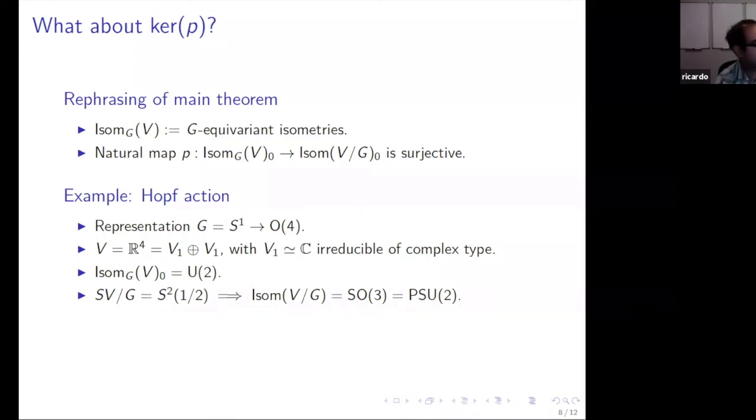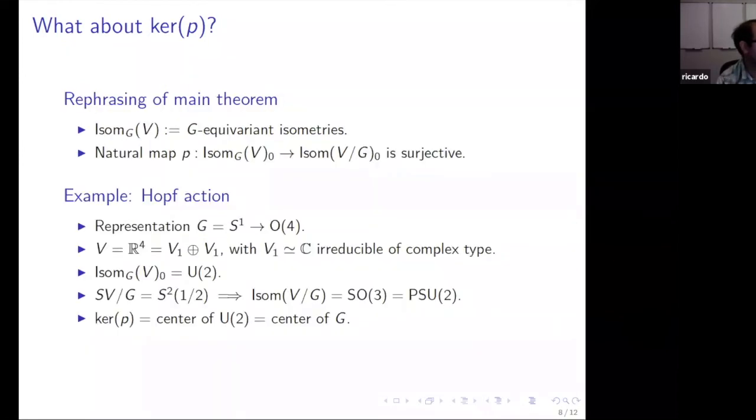And in this case, the kernel of that map is exactly the center. So the map inducing isometries of the quotient, from the G-equivariant isometries to the isometries of the quotient, is exactly the quotient of U(2) by its center. When you mod that out, you get your SO(3) as expected. And it turns out that this example is typical. Most of the time, this is what happens.